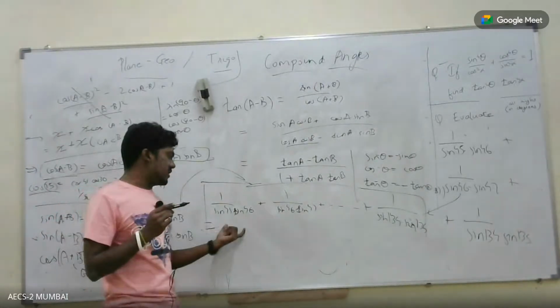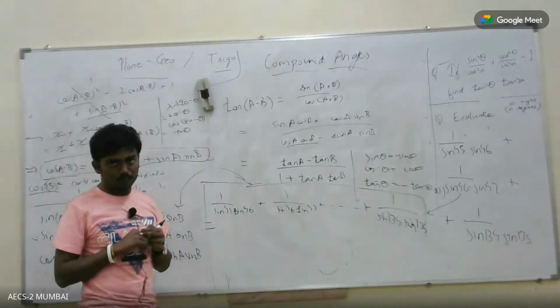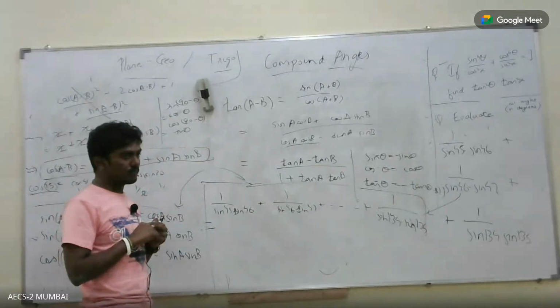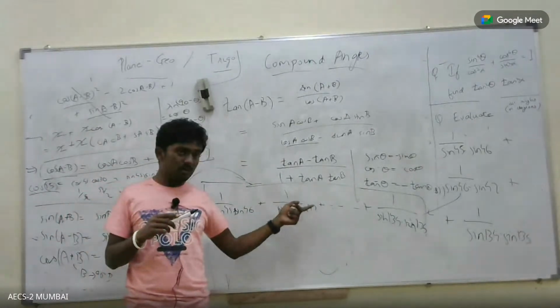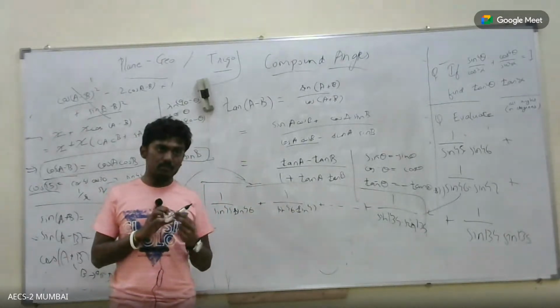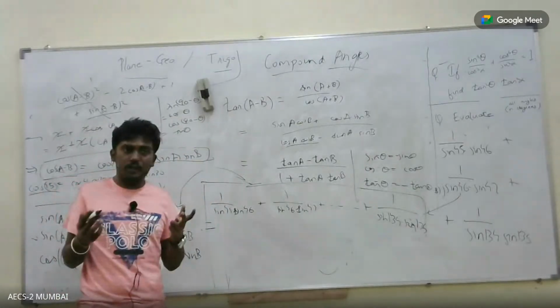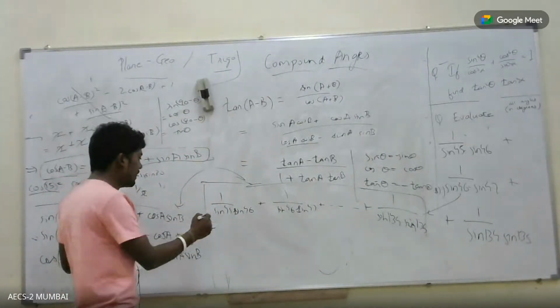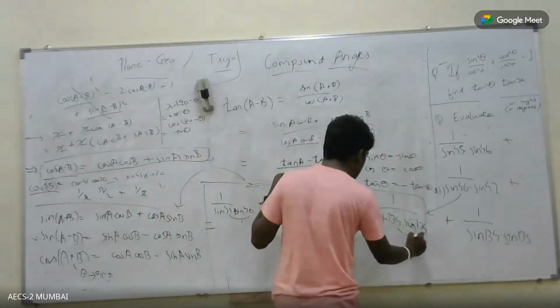What common feature can you see in every term? 45, 46, 46, 47. What is the common feature in every term? Consecutive numbers. Perfect. The consecutive numbers, which means the difference is what? 1, right? 45 and 46 is 1, 46 and 47 is 1, so on till the very end.